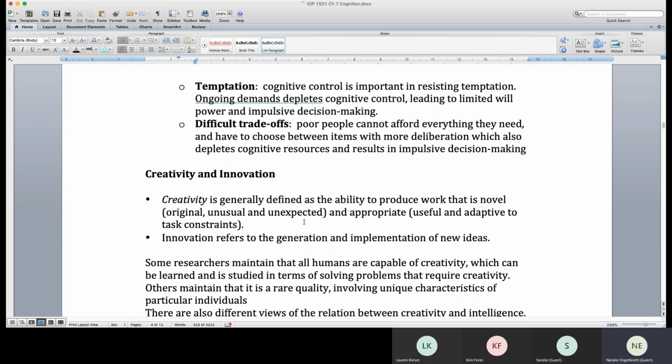Temptation. Cognitive control is important in resisting temptation. Ongoing demands deplete cognitive control, leading to limited willpower and impulsive decision making. Difficult trade-offs. Poor people cannot afford everything they need and have to choose between items with more deliberation, which also depletes cognitive resources and results in impulsive decision making.